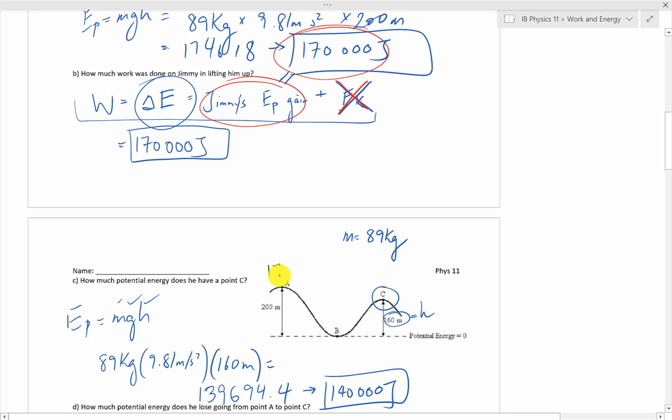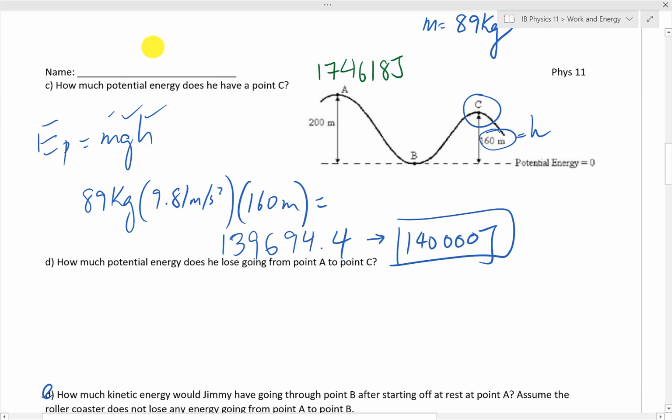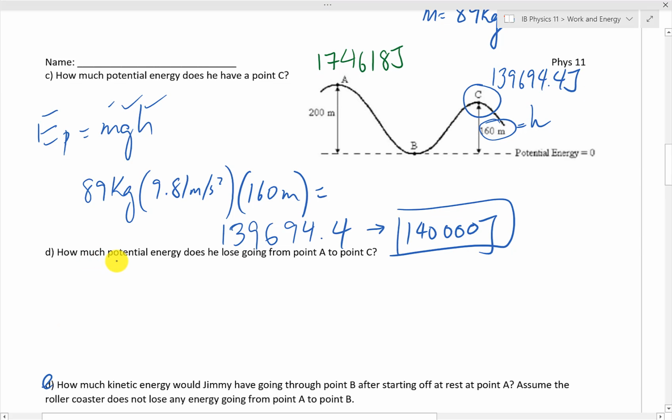Well, we know that at point A, Jimmy has 174,000-ish joules, and at point C, we just calculated that here. What we want to find is how much Jimmy's potential energy changes going from A to C. Notice he has less at C since the height is smaller. So how much potential energy he loses is the difference between his potential energy at A and his potential energy at C.